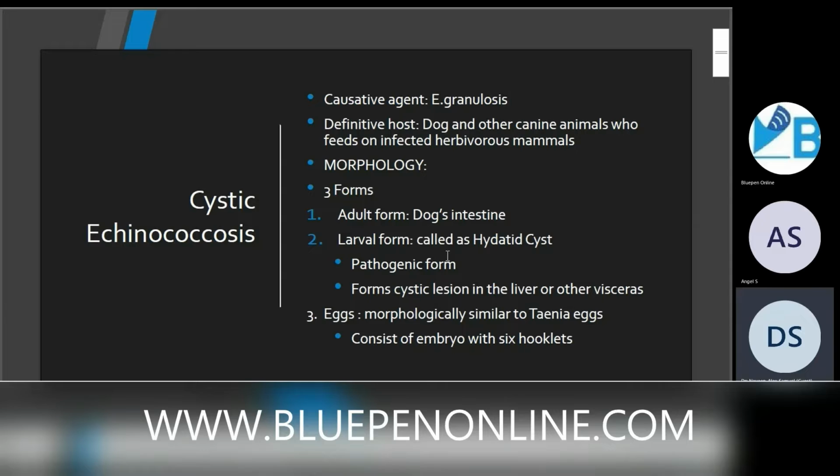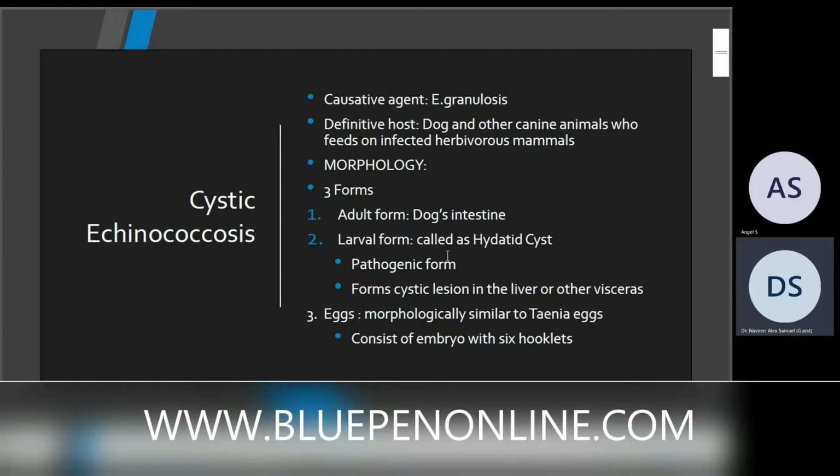A definitive host is called definitive because it is where the parasite's sexual reproduction takes place and it matures into an adult form. That is the definition of a definitive host. If sexual reproduction does not take place and the adult form is not formed, then it is not a definitive host. It's an intermediate host. Got it? Yes, sir. Okay.